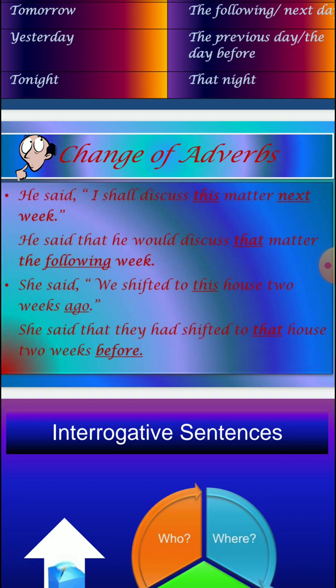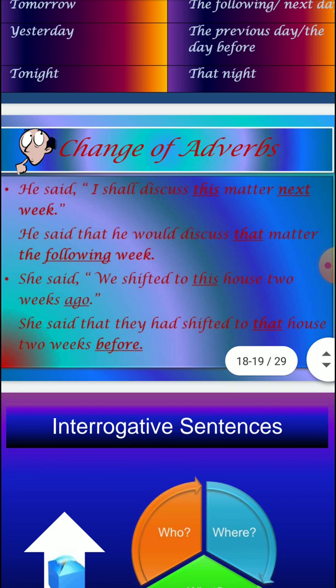Now, consider this example. He said, "I shall discuss this matter next week." Now, first, tell me the changes you're going to make. First, you have to remove the comma and the double quotes, and you have to introduce that. Secondly, you have to make a change in the pronoun I. Thirdly, you have to make a change in the modal shall, and then you have to make changes in this matter. This matter will change to that matter. Next week will change to the following week. So it will be: He said that he would discuss that matter the following week.